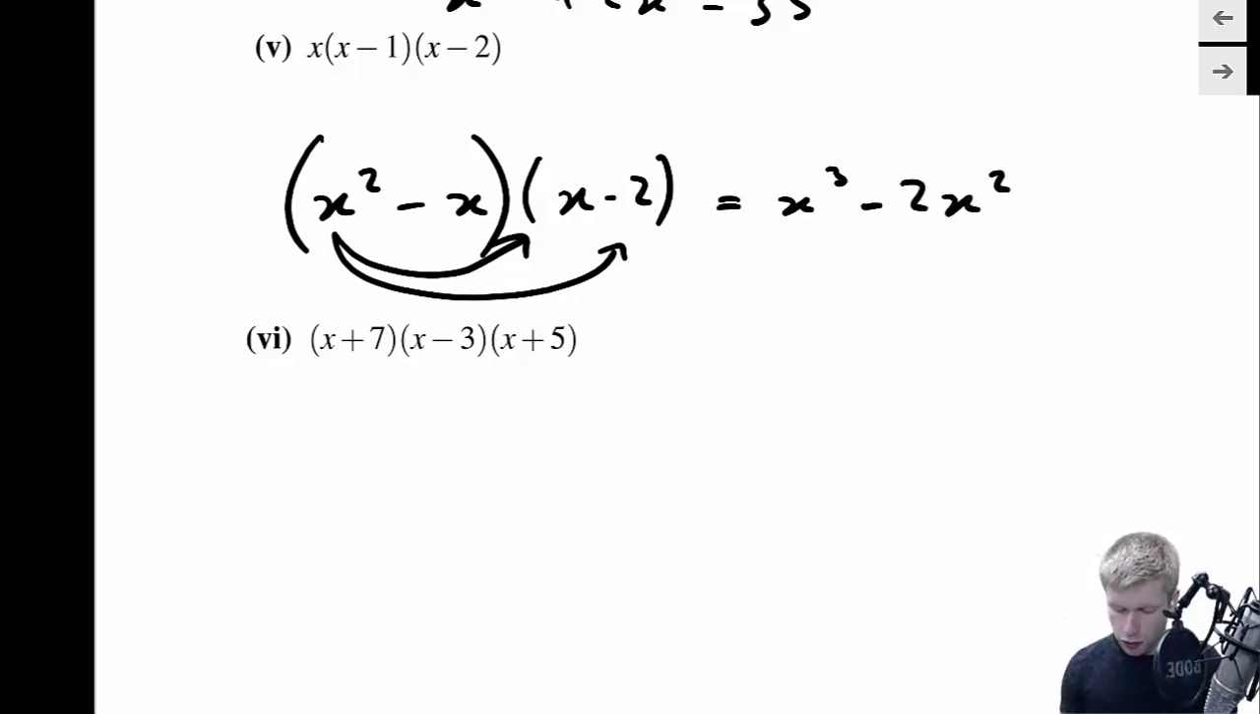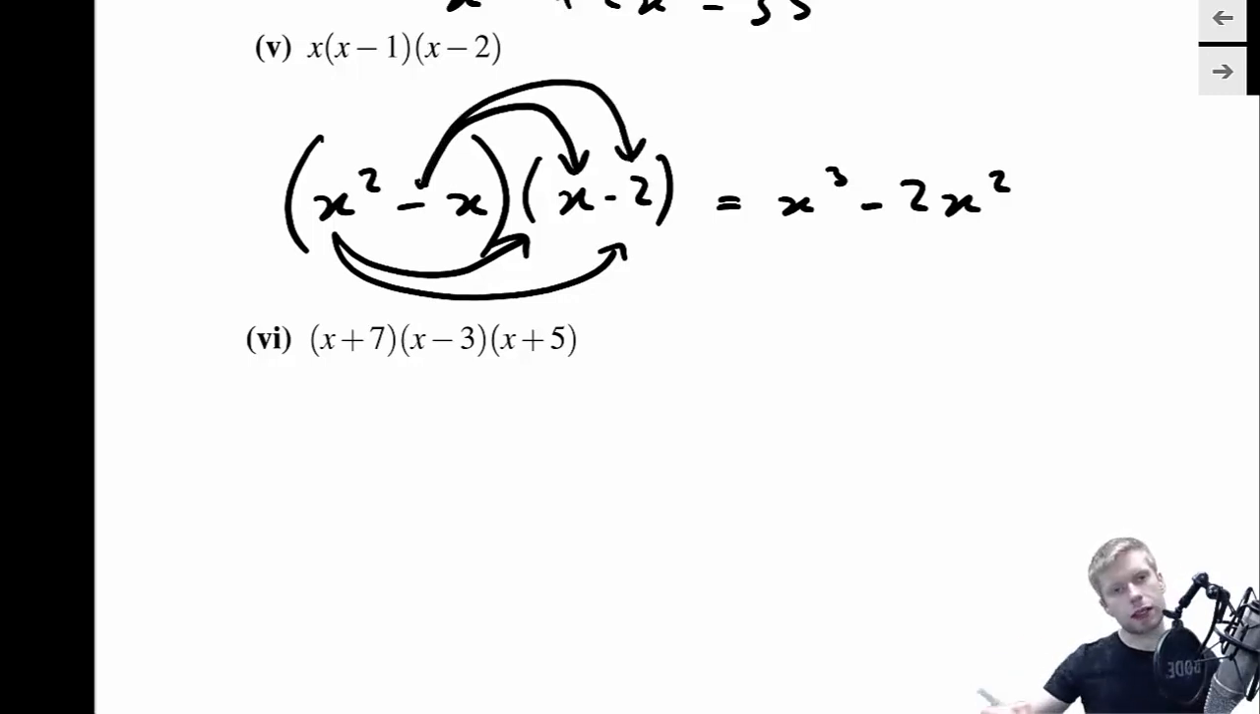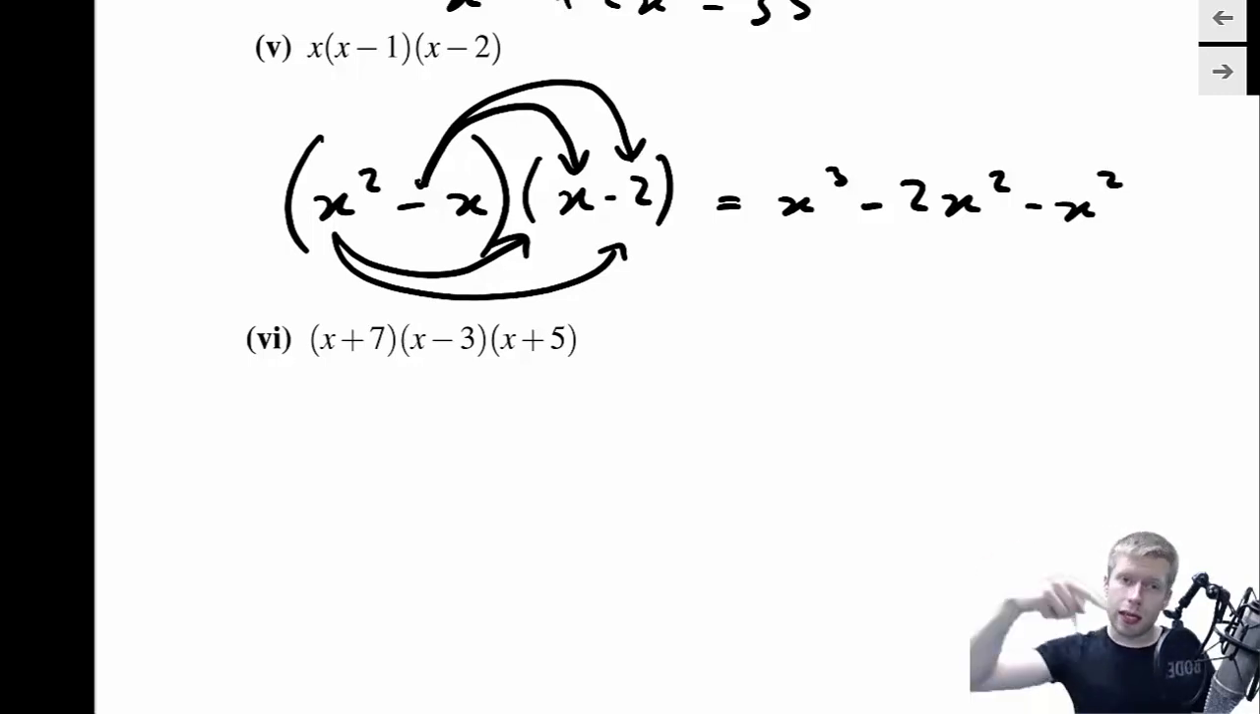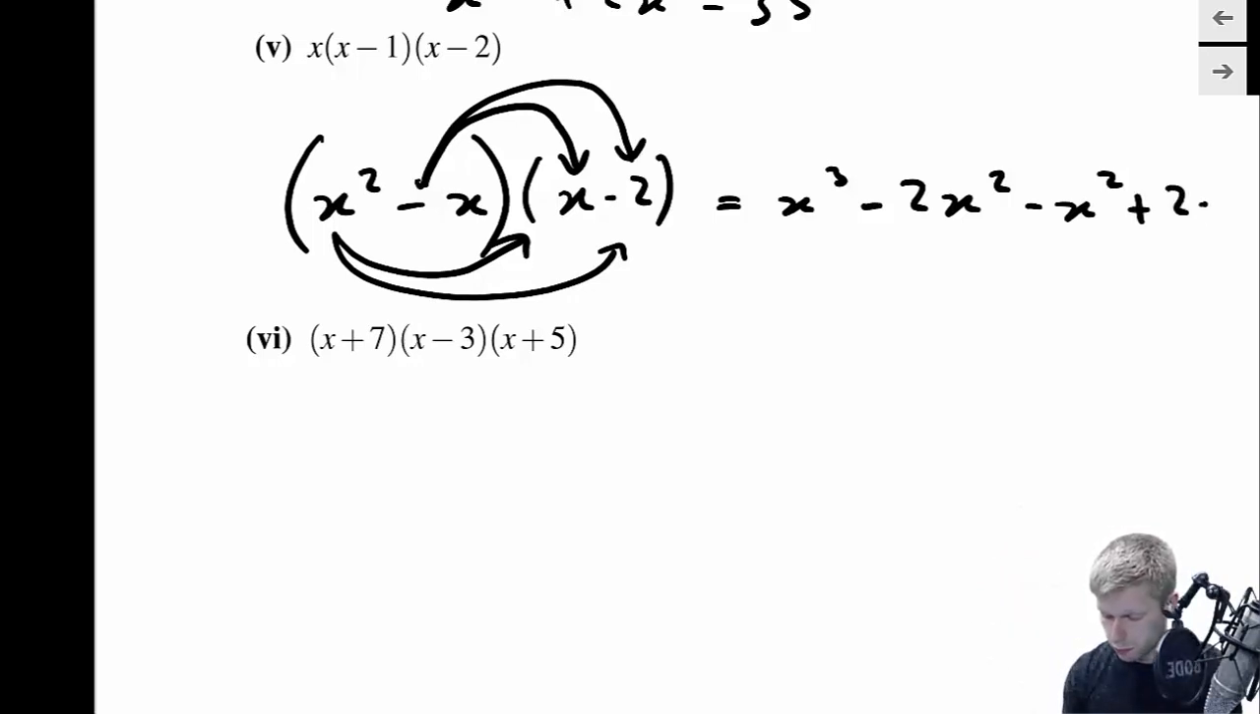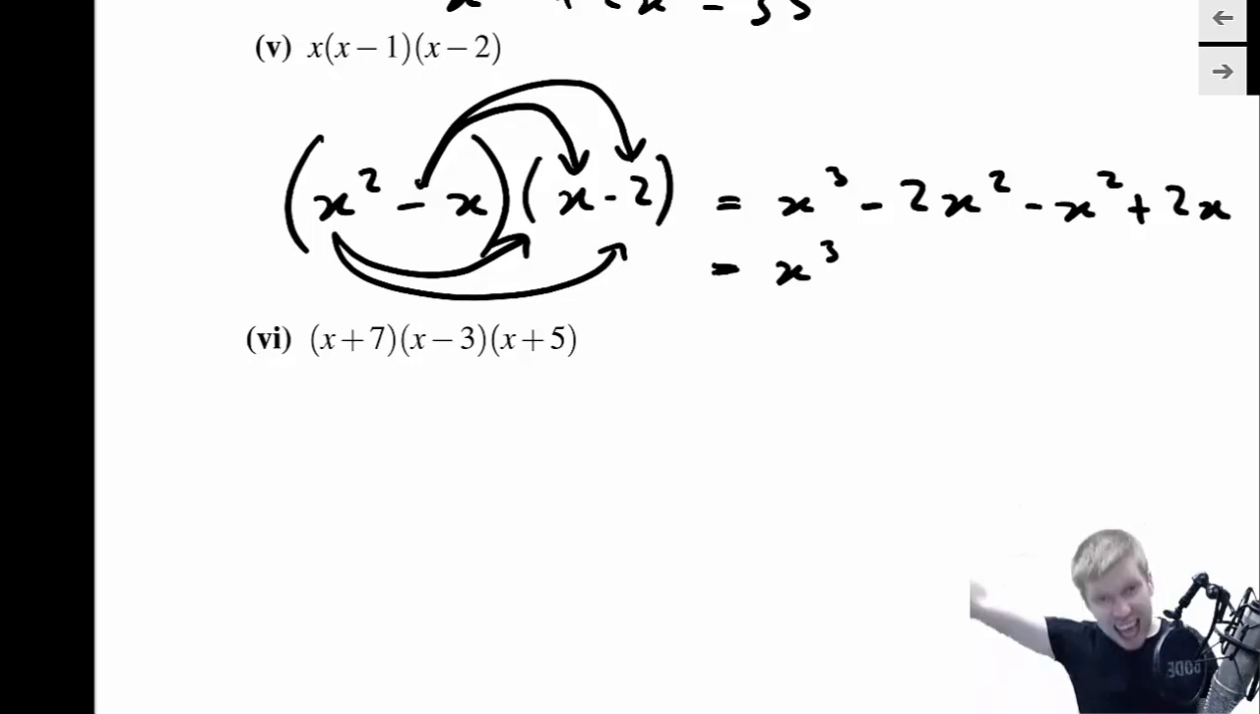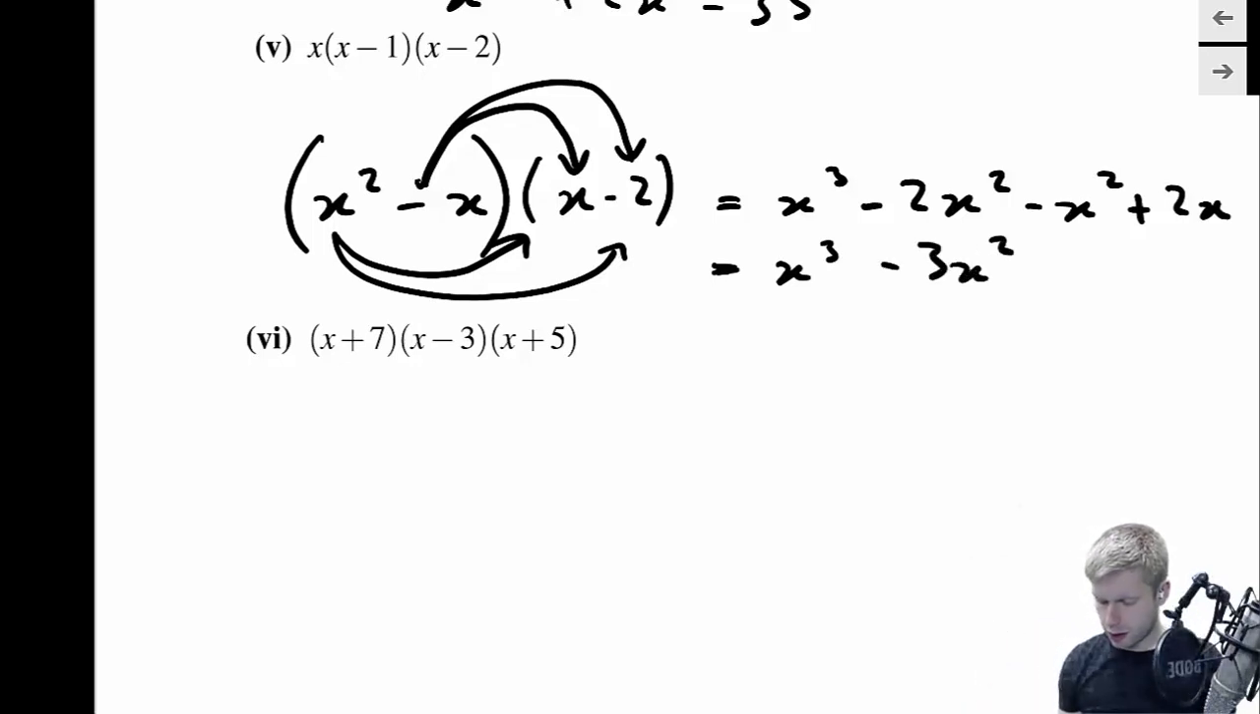But we also need to make sure the negative x visits everything in the second bracket. So we have negative x times x, which makes negative x squared. But then we also have negative x times negative 2. Negative times negative makes positive, so we have positive 2x. And then we just collect together like terms. Well, there's only one x cubed term. And there's 2 terms with an x squared in, so we have minus 2 of them, and then we take away another one of them. So we end up with minus 3x squared. And then we have plus 2x hanging around at the end.